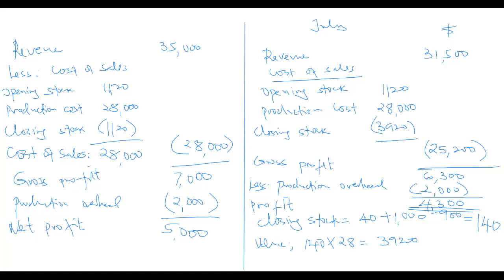Okay, that was quite clear. That's how you prepare a profit statement using the marginal costing method. In this example, the examiner also wants you to prepare the profit statement using the absorption costing method. Okay, let's do that. Now you're preparing based on the absorption costing method.